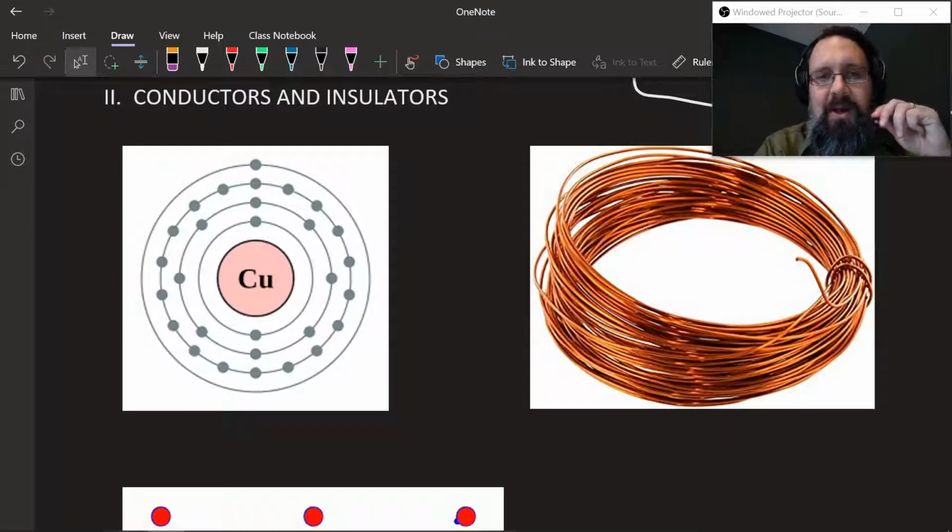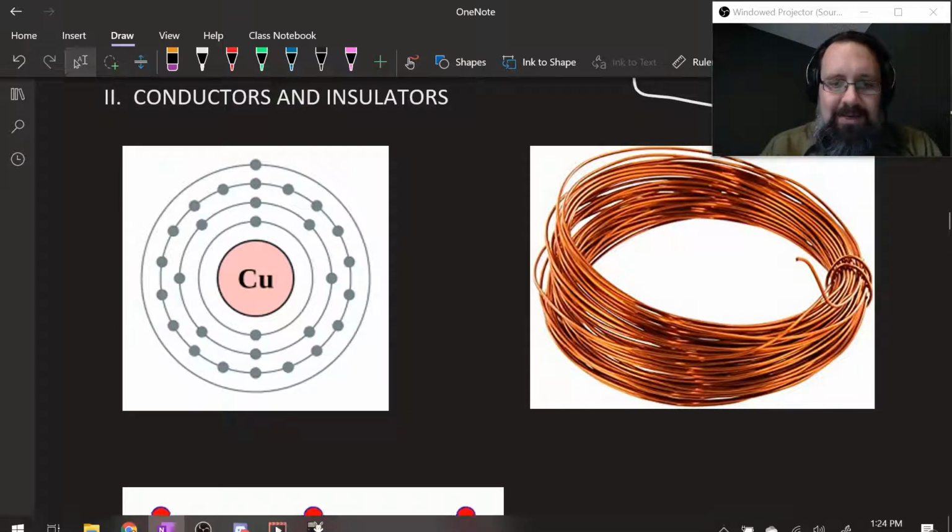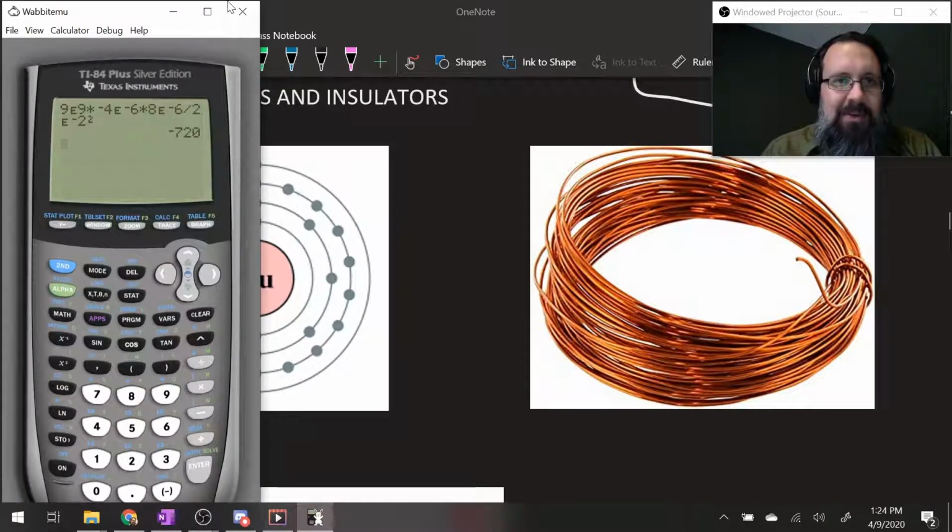Remember, atoms always have to have the same. My computer is lagging a bit. I think that I need to close the calculator.